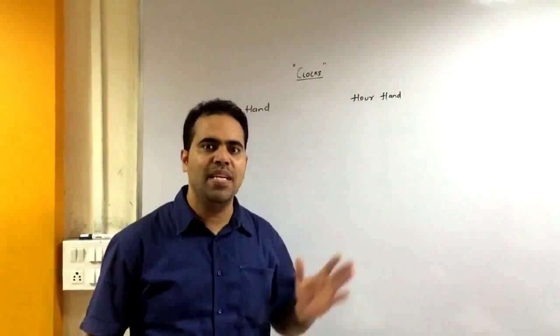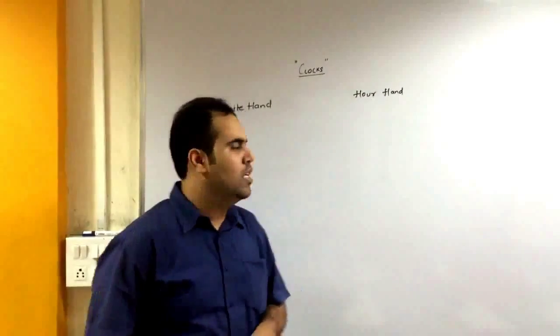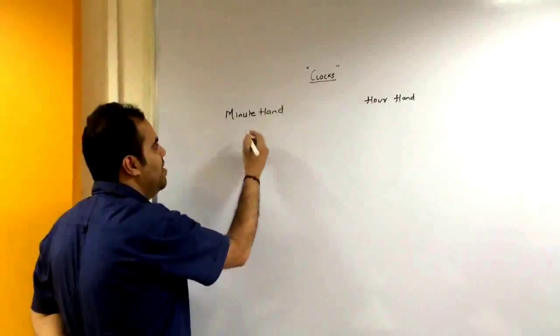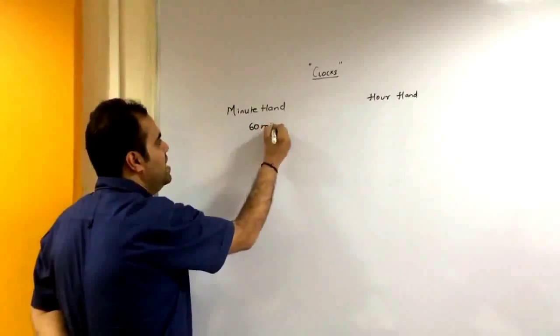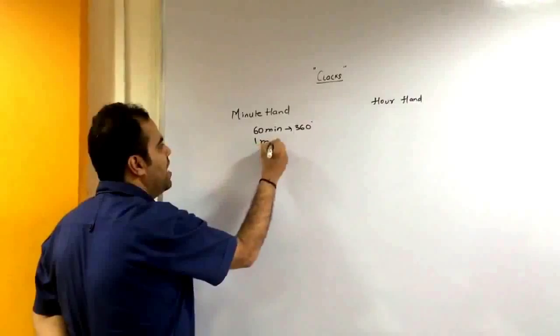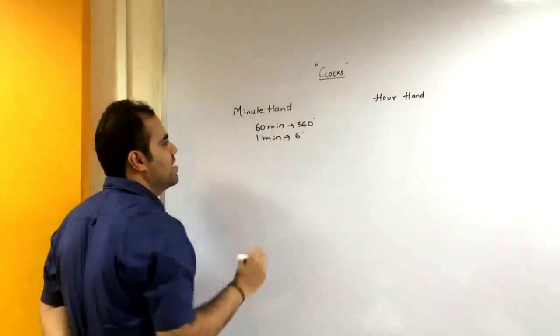In this particular video, we'll be discussing the concepts related to clocks. So let's try and understand. All of us are aware of the fact that a minute hand in a space of 60 minutes will cover 360 degrees. So what I can say from this is, in 1 minute it will cover how many degrees? It will cover 6 degrees.